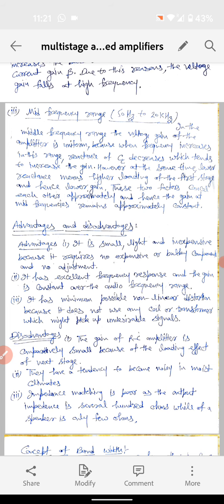So this is how we'll explain this RC coupled amplifier. What we need to do is draw a neat and clean diagram of it.